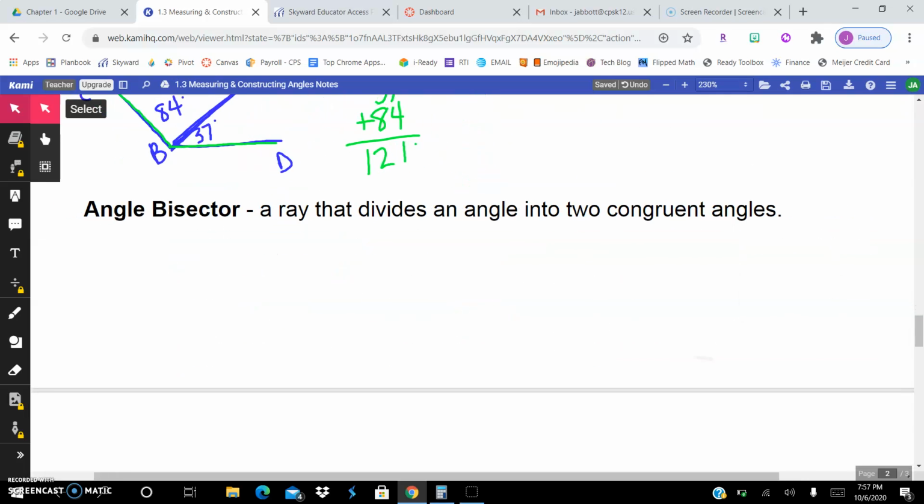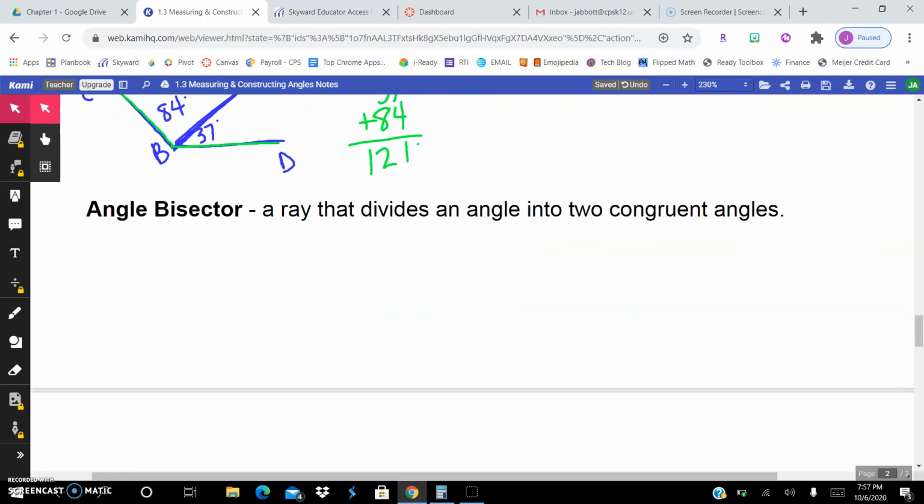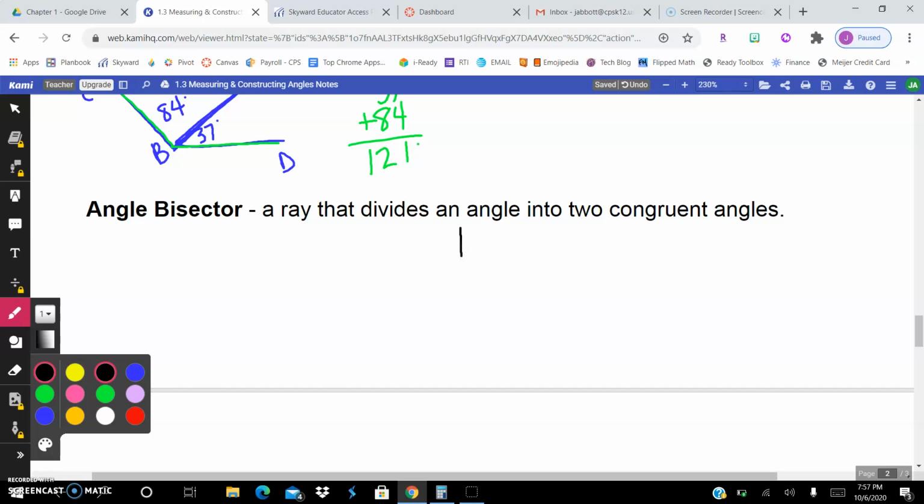An angle bisector is a ray that divides an angle into two congruent angles. So I'm going to try to draw the best I can here. So we have a 90-degree angle. An angle bisector is one that's going to go right through the middle. And so you have two 45-degree angles. And that could work starting with a 20-degree angle, and you have a bisector that's going to make two 10-degree angles. It doesn't have to be a 90-degree angle.